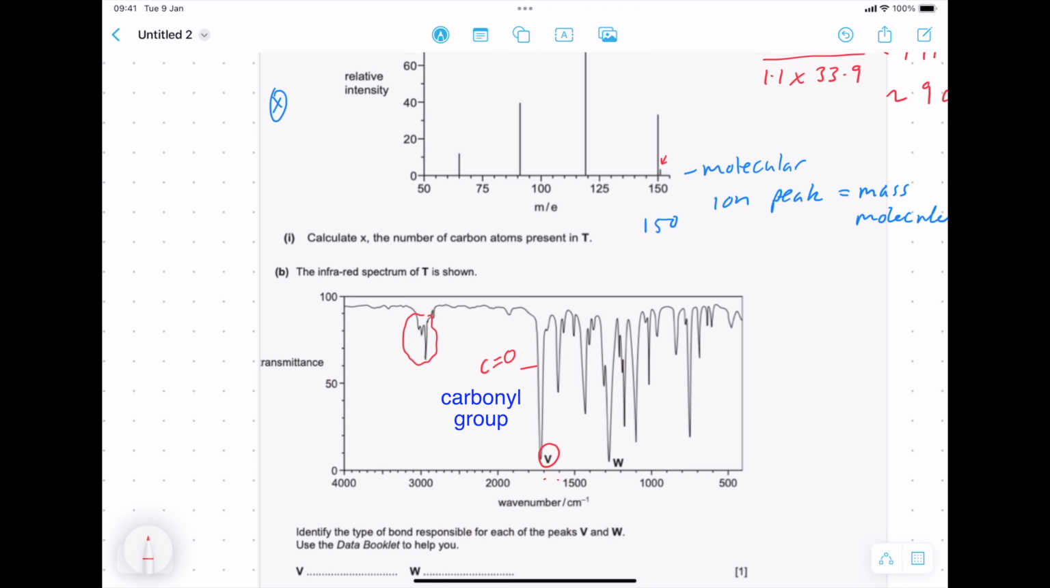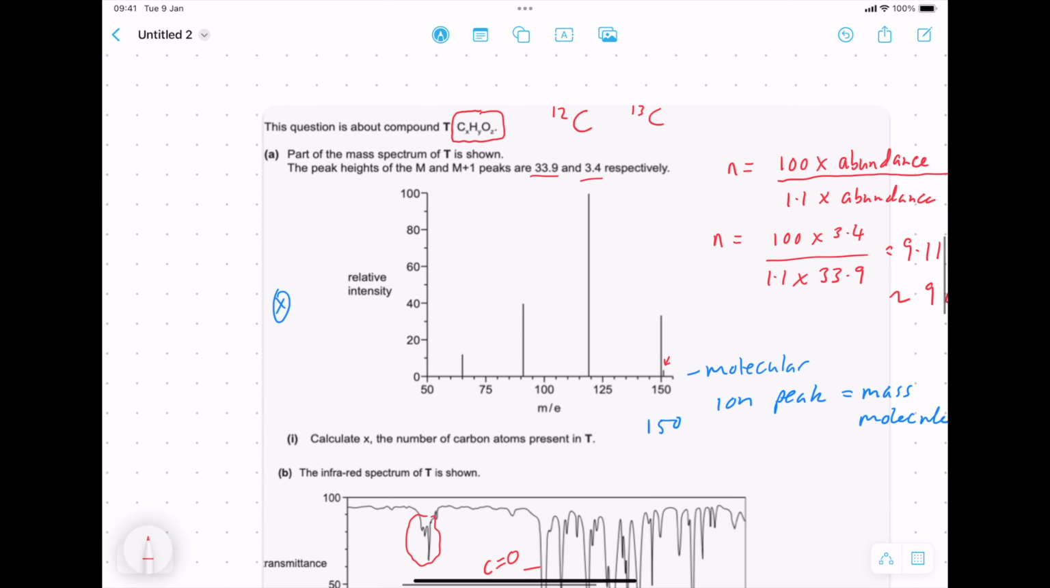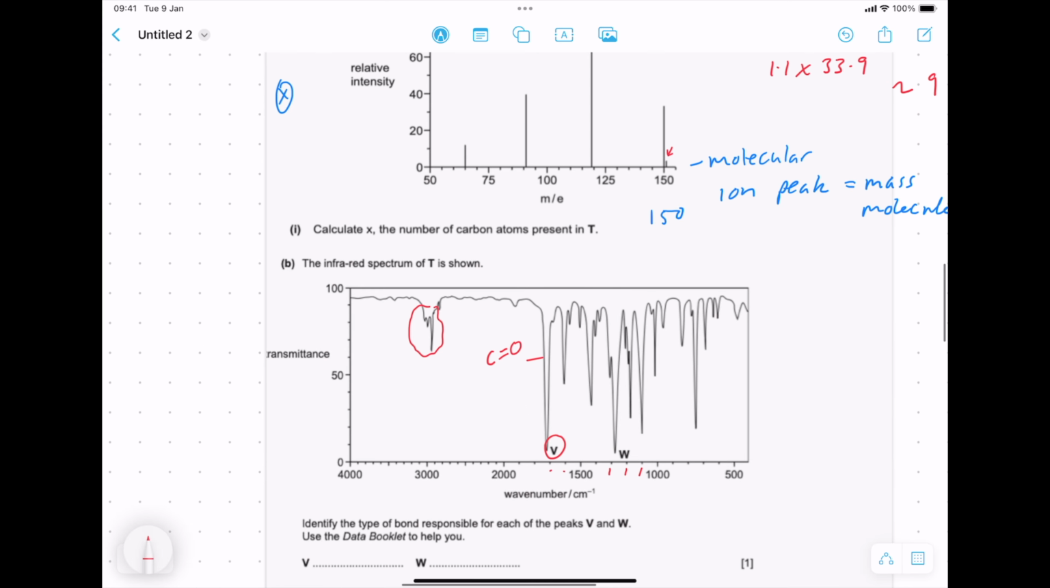And then this one at W, what is that at? That's 1001, 1002, and then 1003, so it's just before 1003. If we look at the data table that I've attached below, we can see that there's a range of 1000 to 1350. There's a couple of options, so we can rule out some of them. We can see the fluoroalkanes have a shift in that range, but there's no fluorine in the molecule, so we can rule that out.